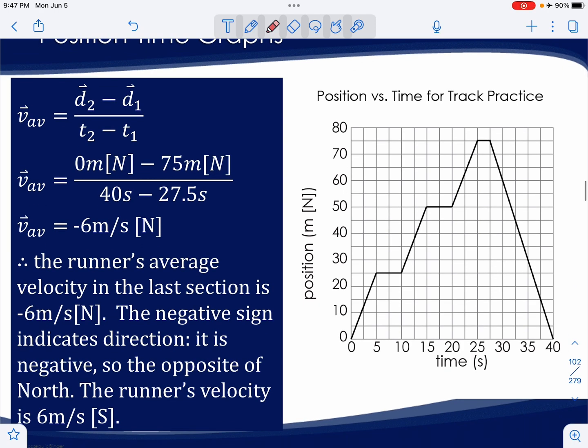And the negative sign indicates that the direction is opposite. So since the position is north, if you get a negative sign, then that's going to just mean that instead of going north, the student is going south. So the runner's velocity is 6 meters per second south.